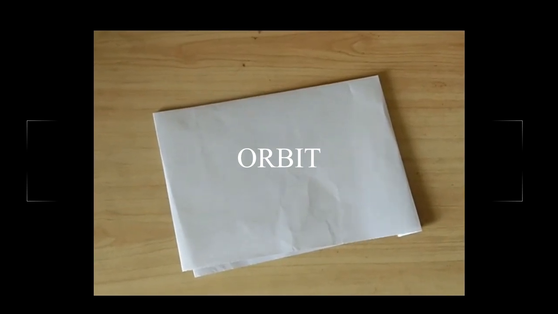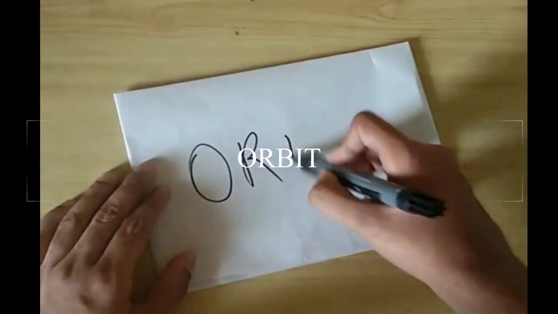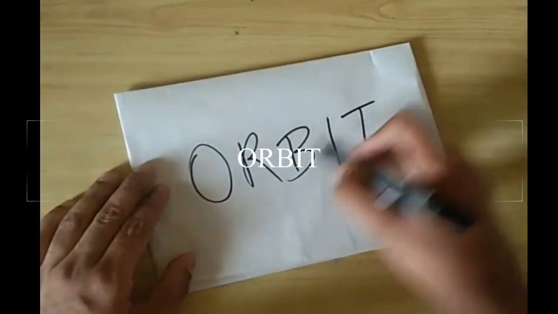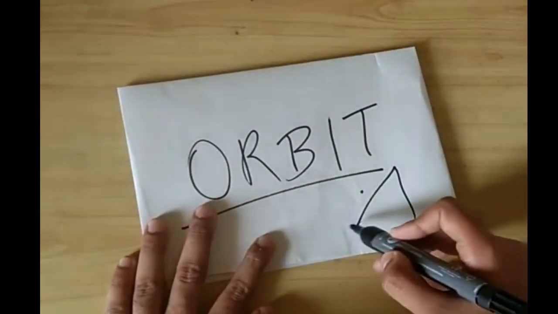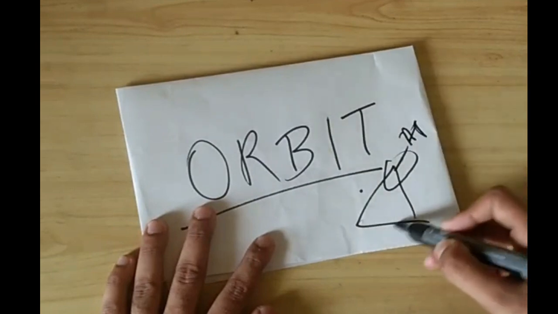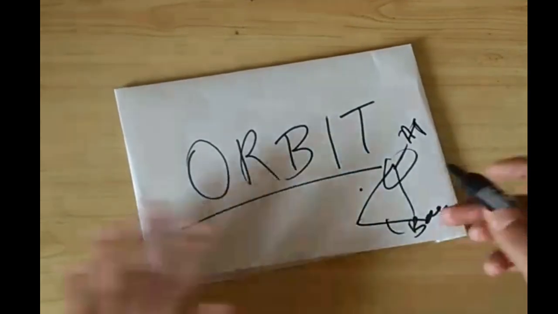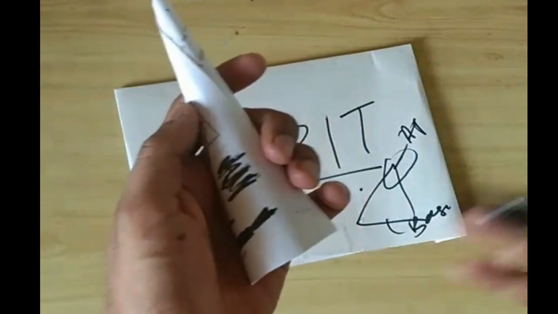Hello guys, so today we are gonna learn about orbit. Now, orbit is a bony cavity that is situated in the skull, and orbit is roughly pyramidal in shape. This is the apex and this is the base. Okay, it is roughly pyramidal with apex and base.